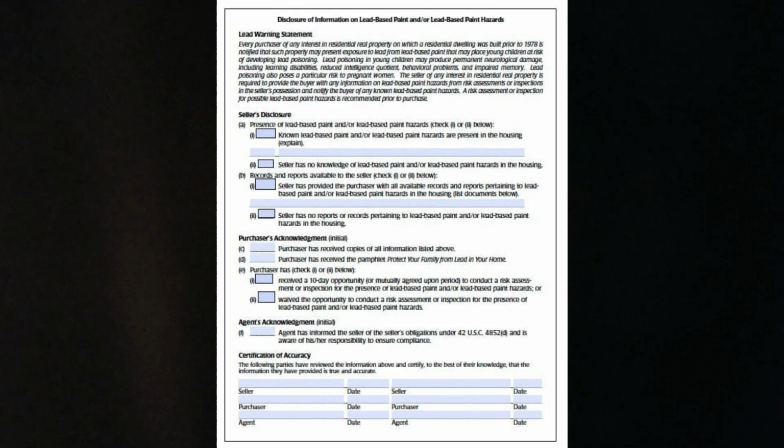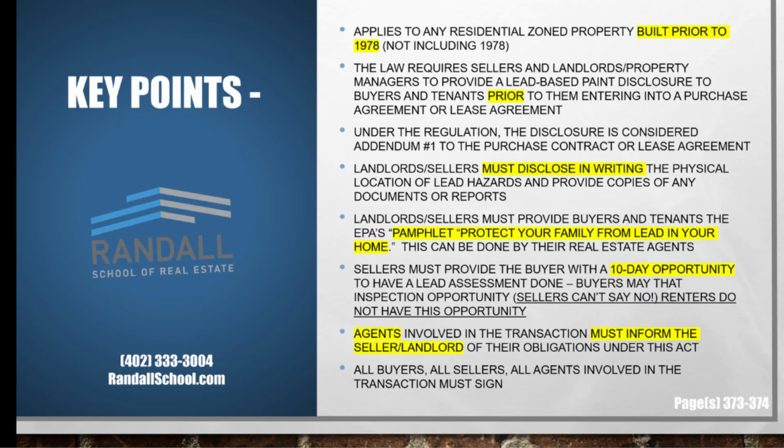Now, here is a copy of what one of those disclosures looks like. And this one here is the buyer and seller one, but don't forget there's also one specifically for the landlord and the tenant. And you cannot use these disclosure forms interchangeably. So if it's a landlord-tenant relationship, you have to use the lessor-lessee lead-based paint disclosure. If it's a buyer-seller relationship, then you have to use the buyer-seller lead-based paint form. It's a substantial civil penalty if you use the wrong form.